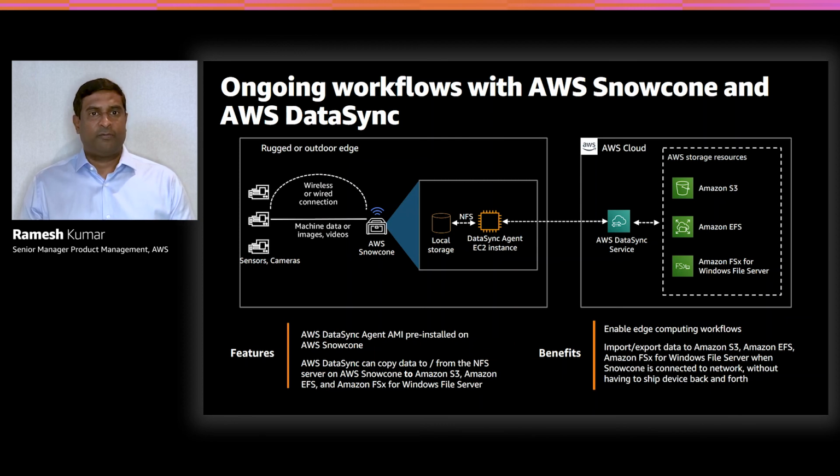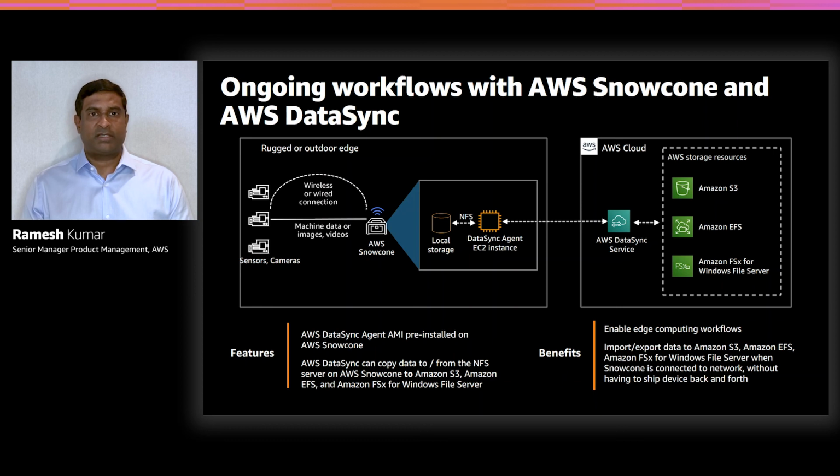Given its small form factor and ability to operate in harsh conditions, you can deploy Snowcone right next to the machines or sensors that are generating new data. You can copy data onto Snowcone, and once you've copied data onto Snowcone, you can use AWS OpsHub to activate the DataSync service in order to complete your migration.